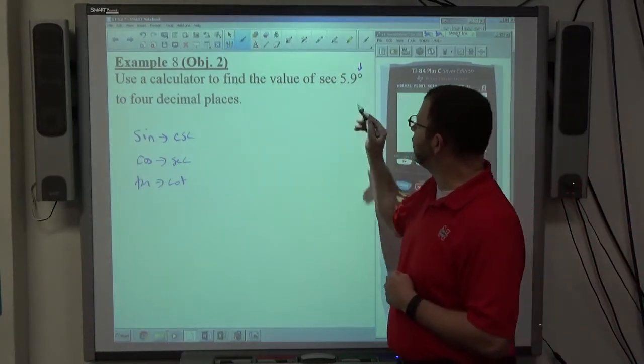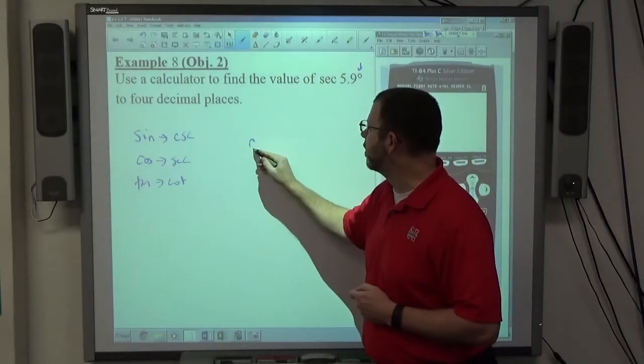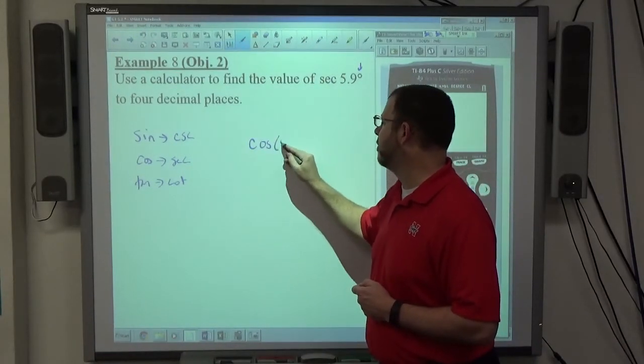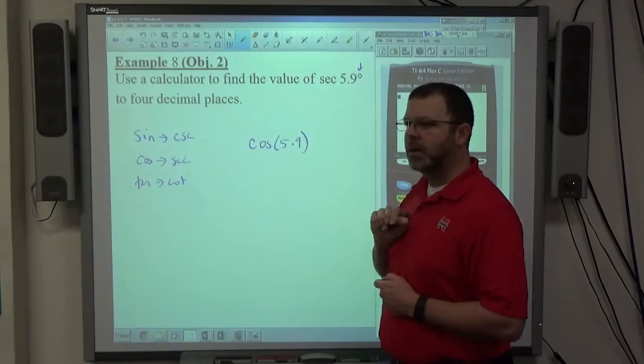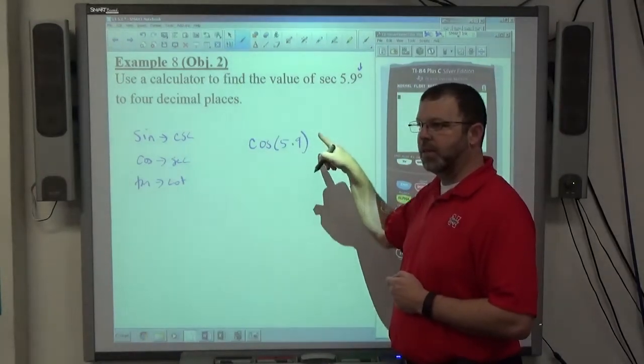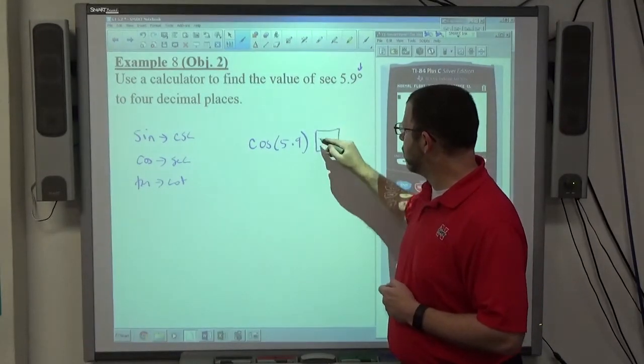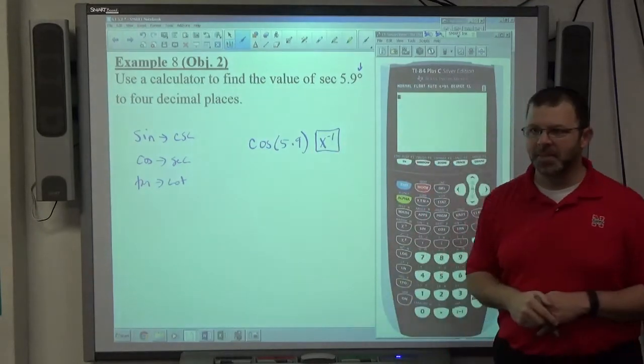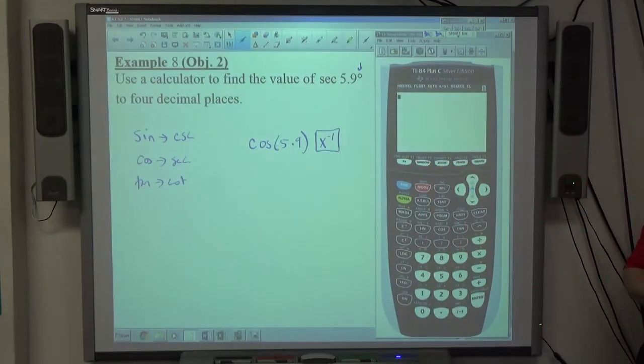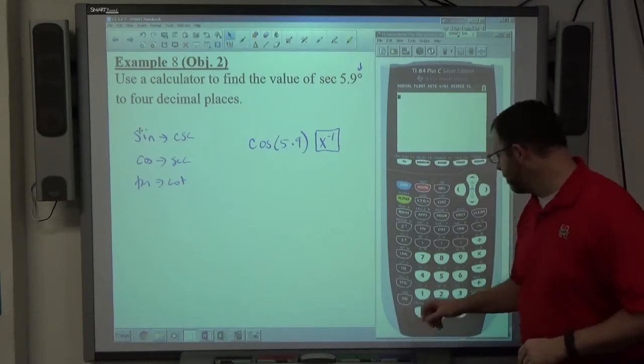So when I see secant of 5.9, the way I type this in my calculator is I type in cosine of 5.9, in parentheses, and then I hit my magical reciprocal button. The other way of doing it is to type in 1 divided by cosine 5.9. It's the same thing, but I prefer the reciprocal button.